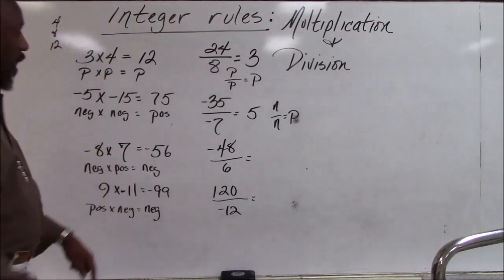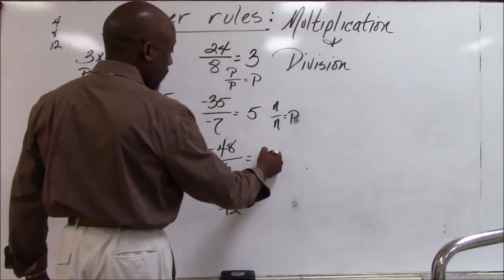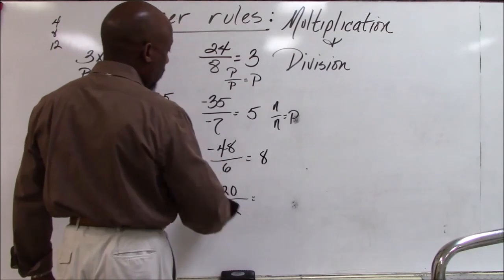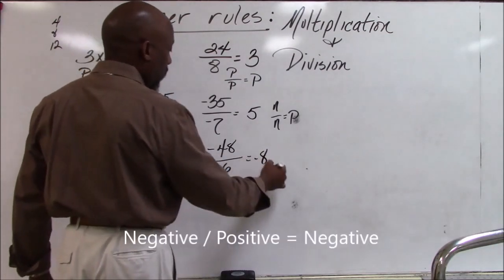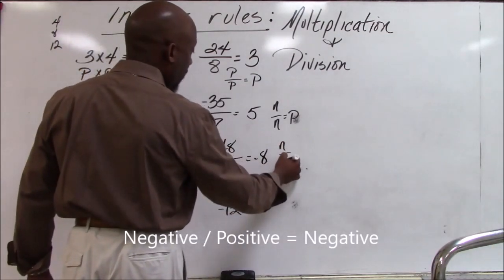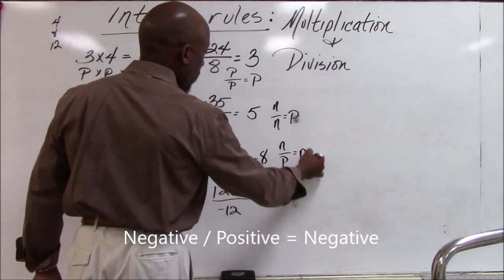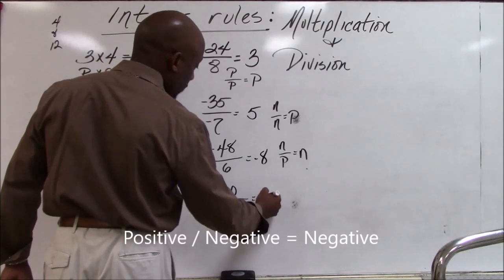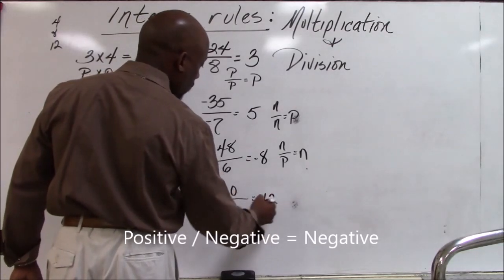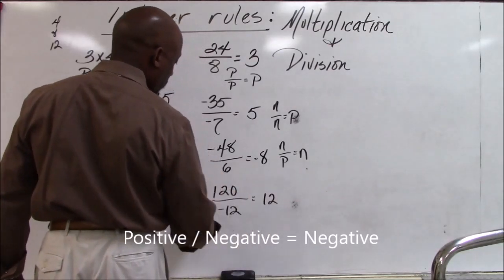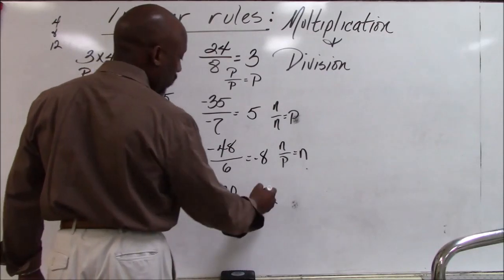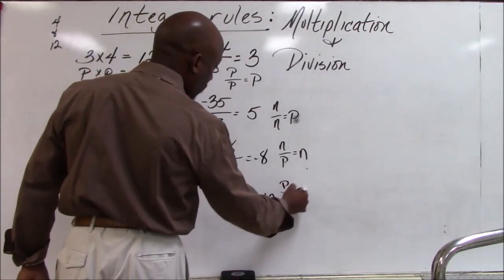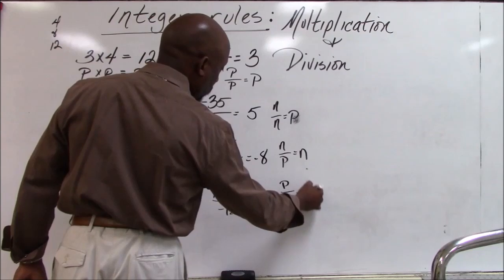Over here we have a -48 divided by 6. The answer is going to be 8. I have an odd number, so my answer is negative. So I have negative divided by positive equals a negative. I have a positive divided by a negative. That's going to be 10. 12 goes in 120 10 times, but I only have one negative integer, so I have positive divided by negative, and it equals a negative.